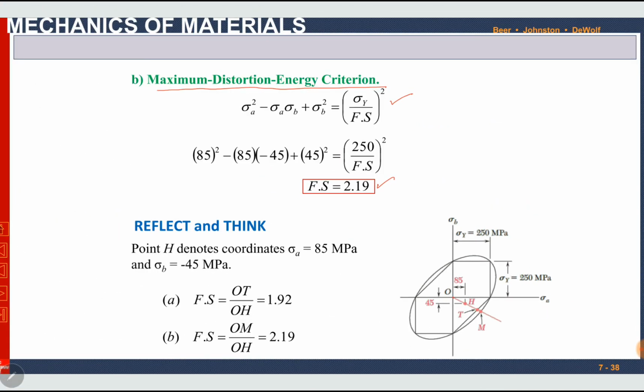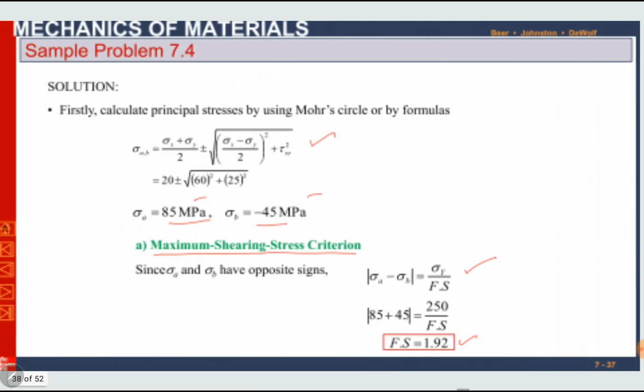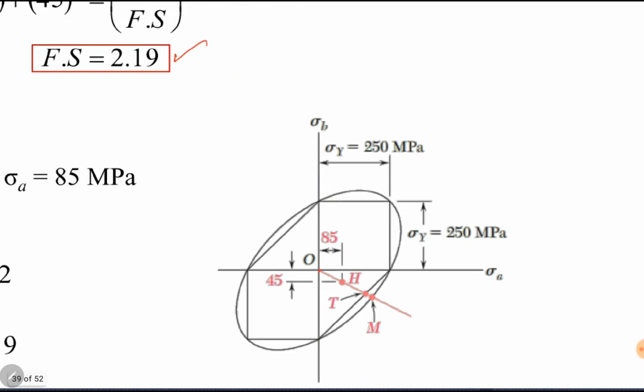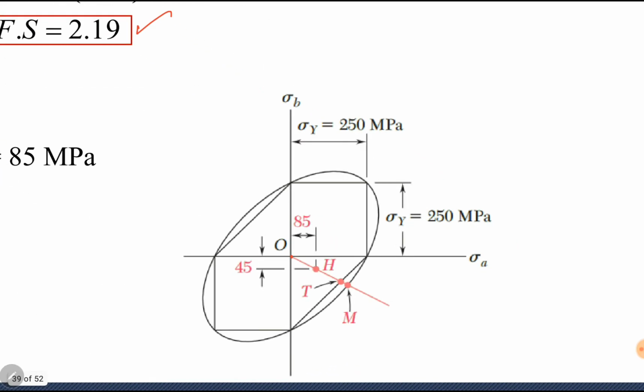Sigma A and sigma B are given: 85 and minus 45. Horizontal axis is sigma A, vertical is sigma B. So the 85, minus 45 point is here. This point H is in quadrant number 4.